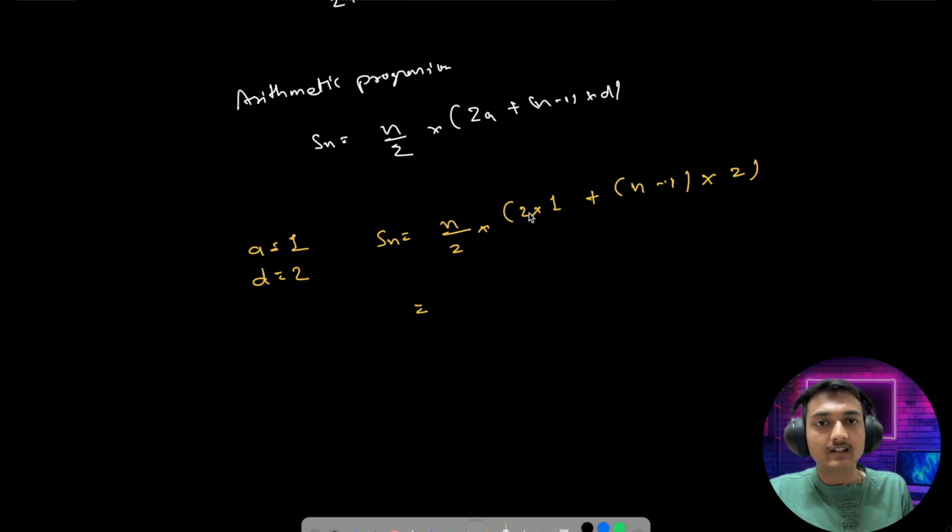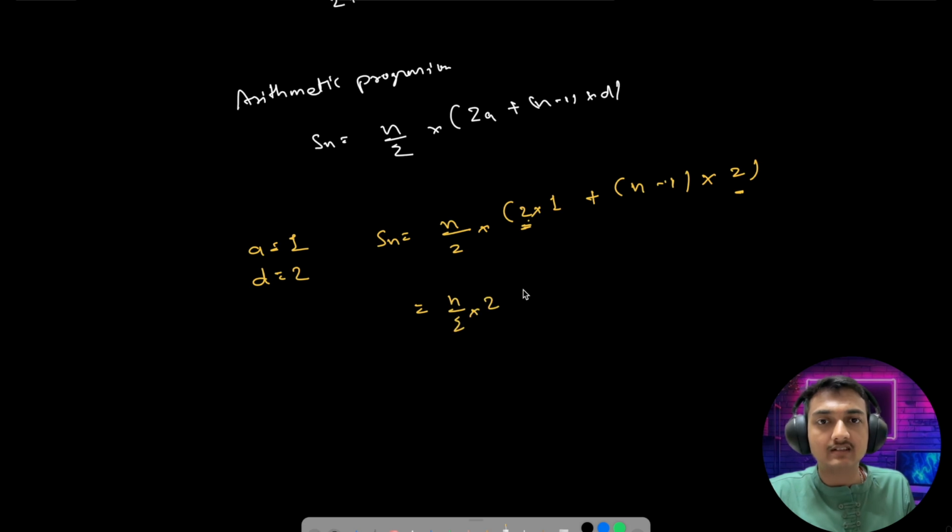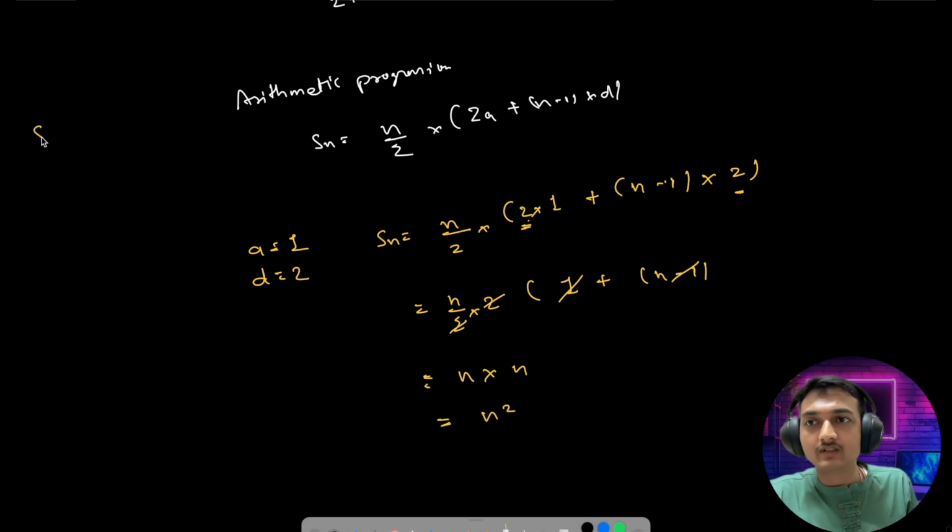Now 2 is present here, 2 is present here. Can I take it common? Yes, of course I can. So I can write it like this: 1 remains here, and n minus 1 remains here. Super. Now I can cancel this 2 as well. And minus 1 plus 1 cancels. So I get n into n, which is n square. So the sum of odd numbers is n square.